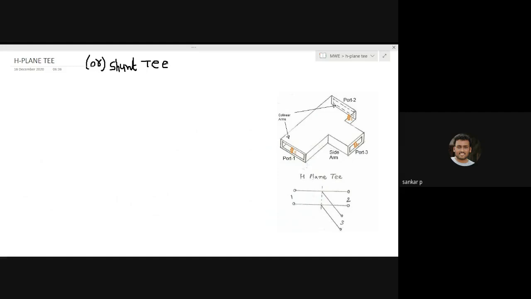Now we have the scattering matrix for the E-plane T. Hope you got the definition of the H-plane T. Now we will derive the scattering matrix of the H-plane T. What is the scattering matrix of the H-plane T? Simply, we will derive it.